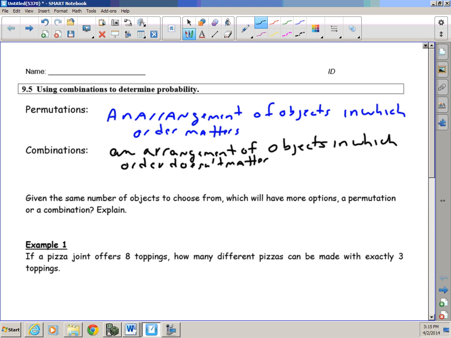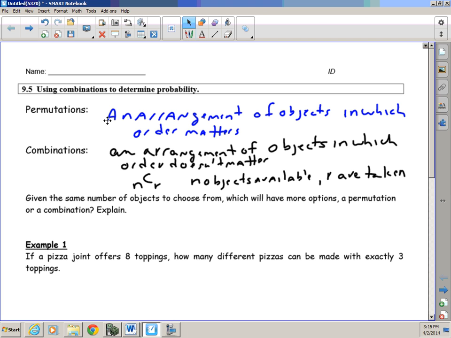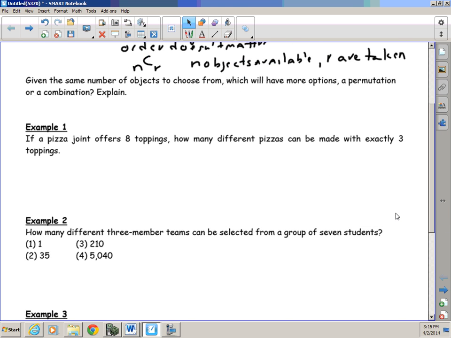And again, its formula is similar to what we saw for permutations. Instead of nPr, it's nCr, where n objects are available and r are taken. And as we talked about with permutations, there is no need for you to memorize anything because your calculator will do it. The most important thing is to understand whether your fact pattern is a permutation or a combination.